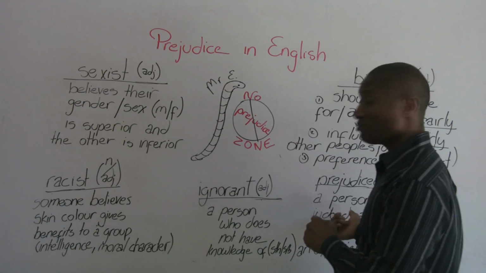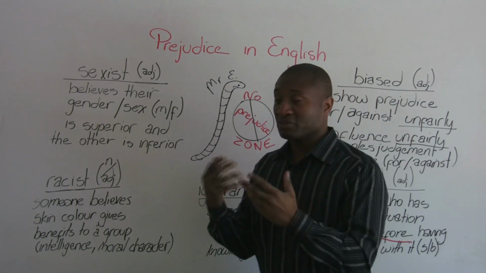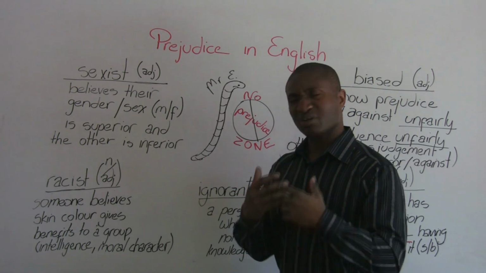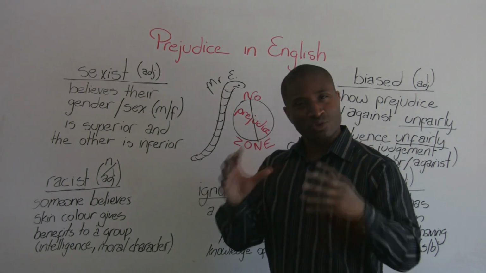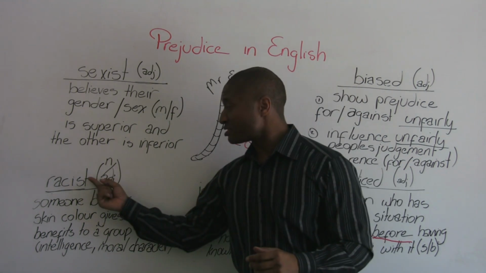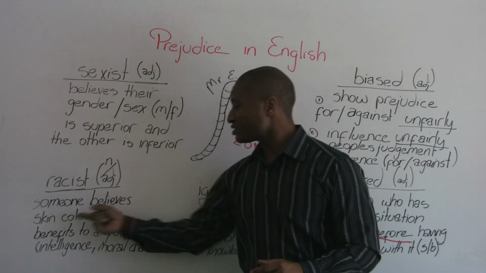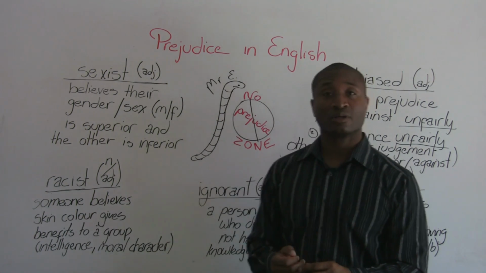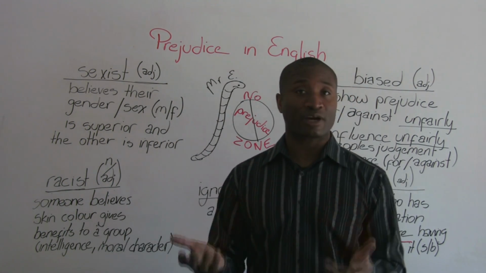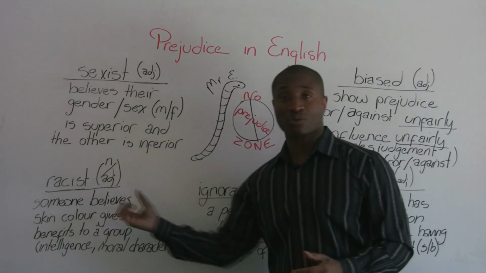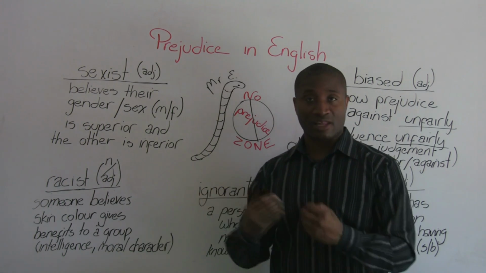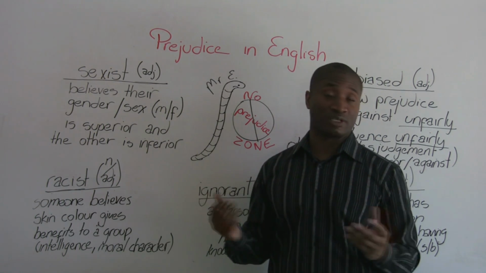You don't get to know them because you've already judged them from what you've learned in the media or what have you, and you don't actually try and get to know them to see if the rules follow. In this case, a racist is someone who believes skin color gives benefits to a group, whether that be intelligence or moral character, or it takes away from another group intelligence or moral character or physical abilities, right?